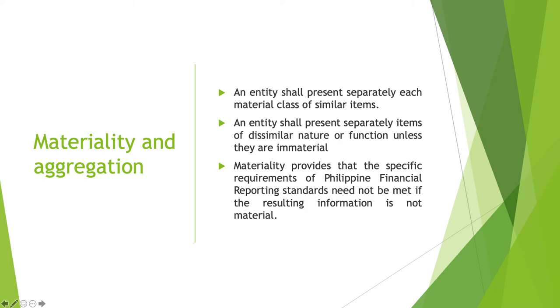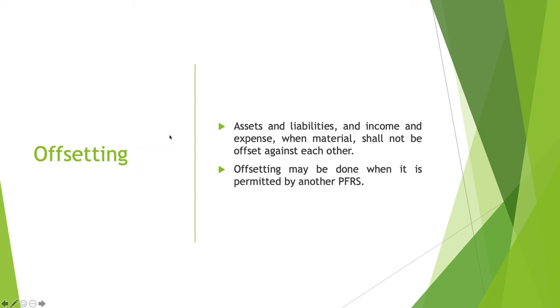Okay, so when you say offsetting, it's that assets and liabilities and income and expense, when material, shall not be offset against each other. And offsetting may be done when it is permitted by another PFRS. So that's very important to note: assets and liabilities and income and expense, when material, shall not be offset against each other. Using this line, you can offset only if they are immaterial. Okay?